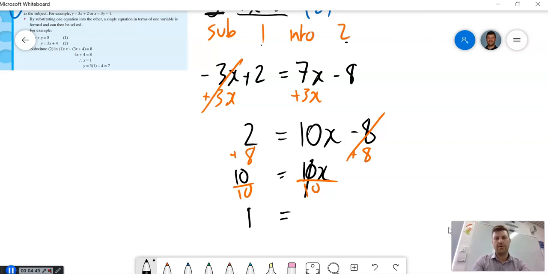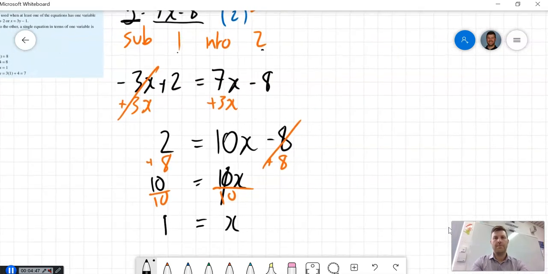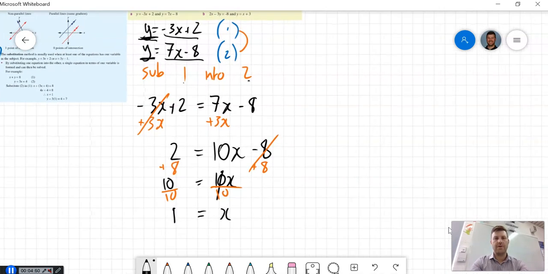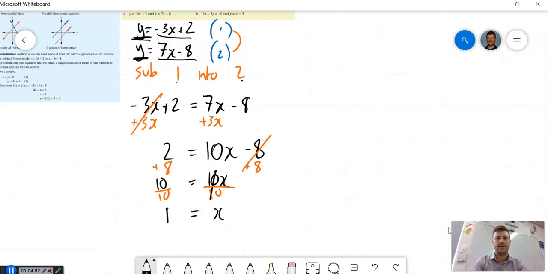And we're left with x. So x equals 1. Then what I'm going to do is use the value of 1 for x and substitute it into either one of those original equations. Let's go ahead and substitute it back into equation 2 because it's got a positive coefficient for the value of x. Just makes that a bit easier to work with, in my opinion.